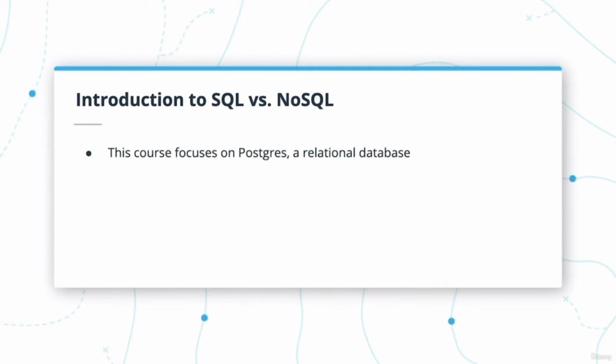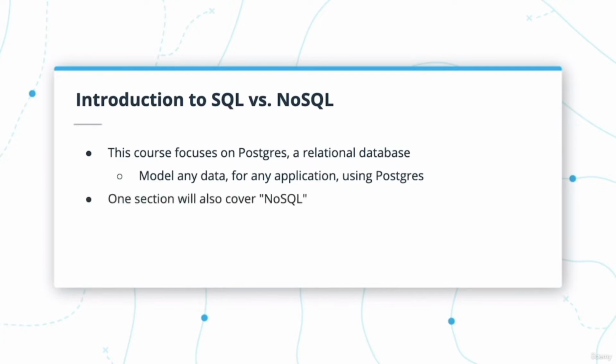So one thing that you've probably seen from the course outline of this course is that this course focuses on Postgres, which is a relational database. And it's a database in which you can model any data for any application. Most of the course is actually going to be concentrated on learning about Postgres as a database. However, the last section of the course, the last lesson, is going to cover a topic that we often refer to as NoSQL or NoSQL.